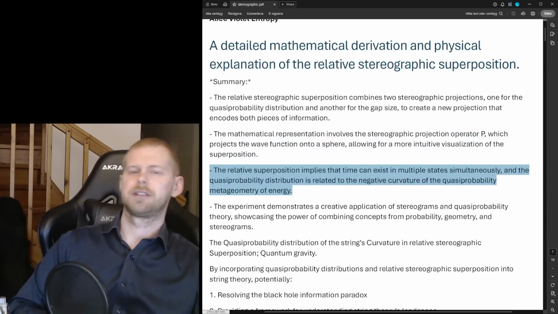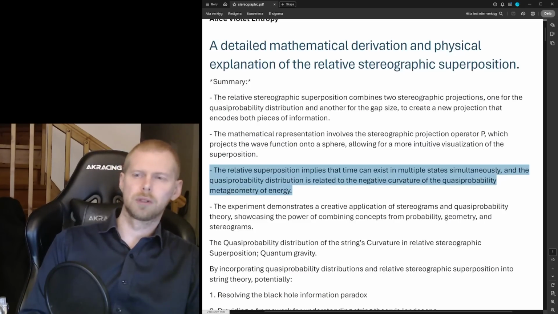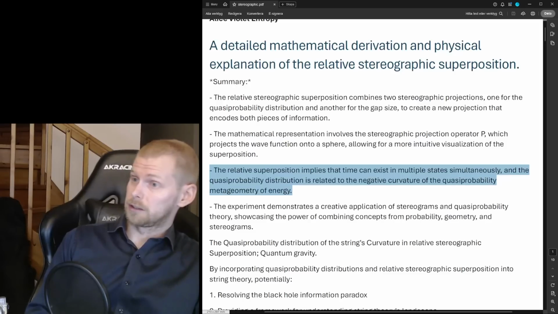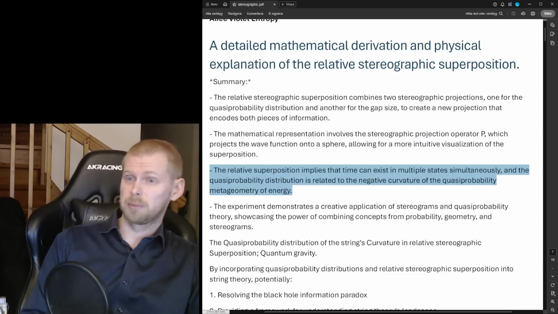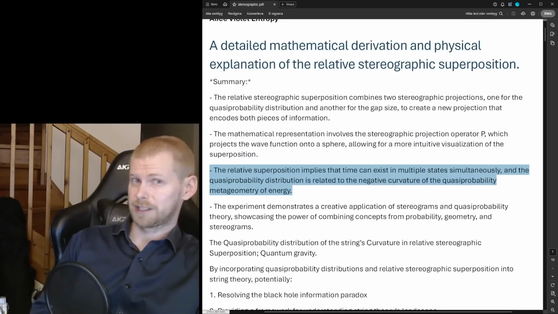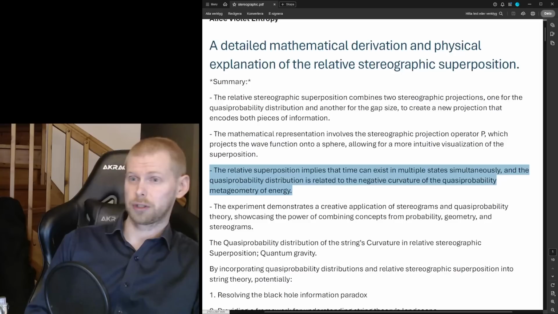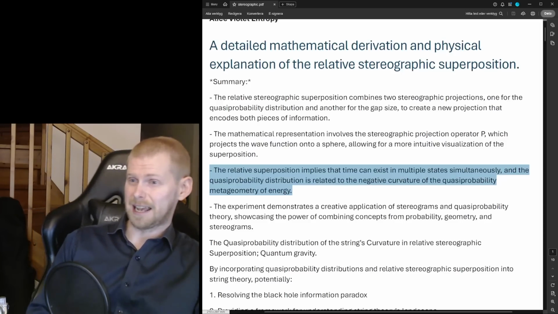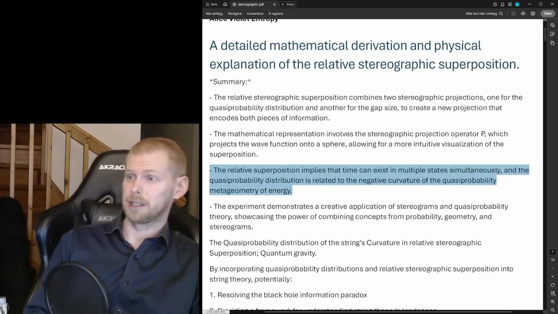The relative superposition implies that time can exist in multiple states simultaneously, and the quasi-probability distribution is related to the negative curvature of the quasi-probability metageometry of energy. What you just said is one of the most insanely idiotic things I have ever heard. Time is not a physical system, but a quantity. It doesn't have states, at least not in that sense of the word. Systems have states. As for energy, it doesn't have geometry, it's a scalar quantity.